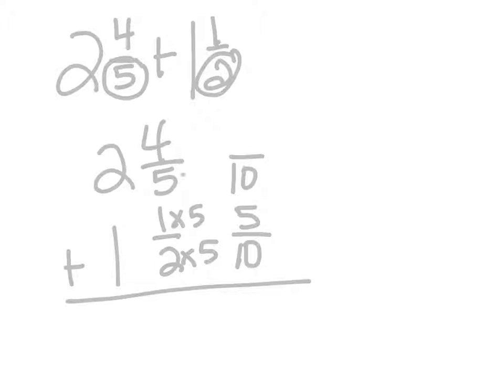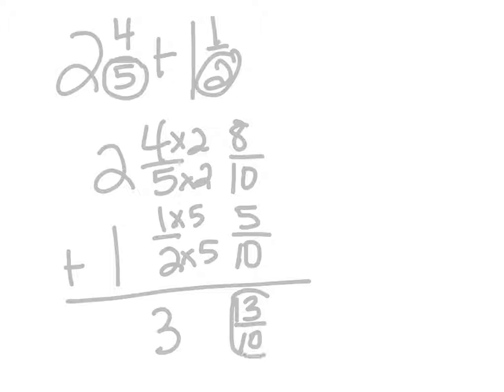And I multiplied 5 times 2 to give me 10. So I must multiply 4 times 2 to give me a new numerator of 8. So now I have my common denominator of 10, and now I have my numerator, 5 plus 8, which will give me 13. And I'm going to add my whole numbers together to give me 2 plus 1 is 3.